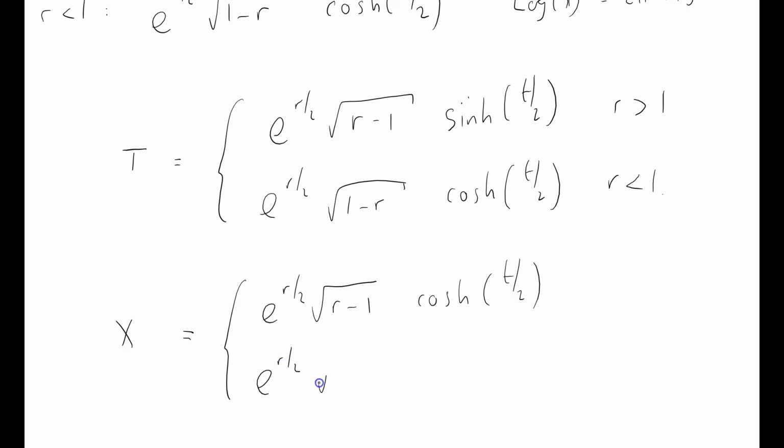e to the r over 2 root, got it wrong way round. No, I haven't, that's right. And 1 minus r sinh of t over 2, and which way around is it? That's for r greater than 1, that's for r less than 1.